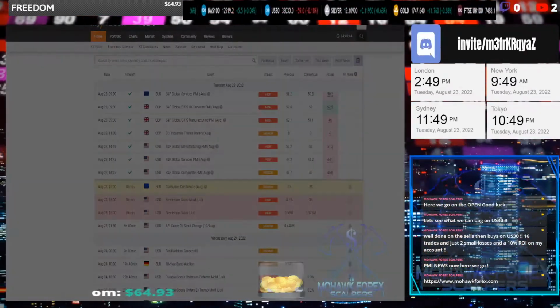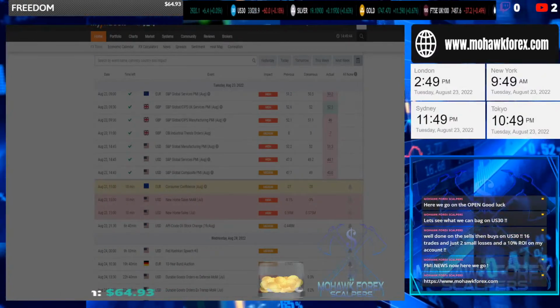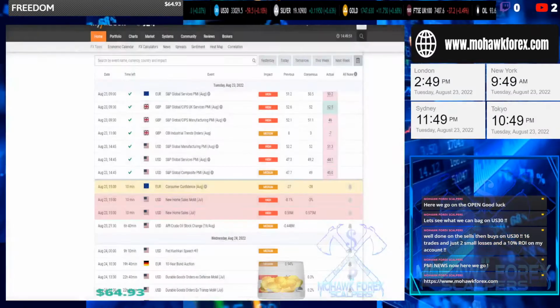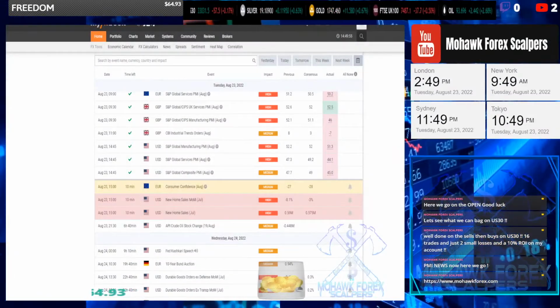Composite PMI, their preliminary reading for the month of August at 45.50, that is the demarcation between contraction and expansion. The composite overall deeply in contraction. Not good at all. Abby, thank you.